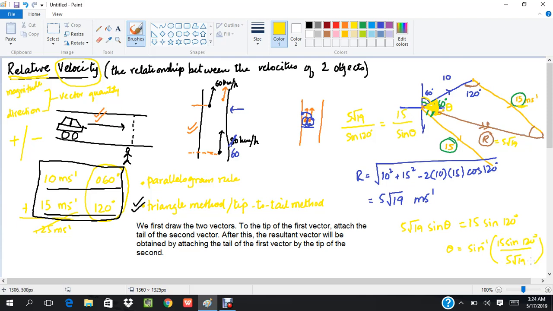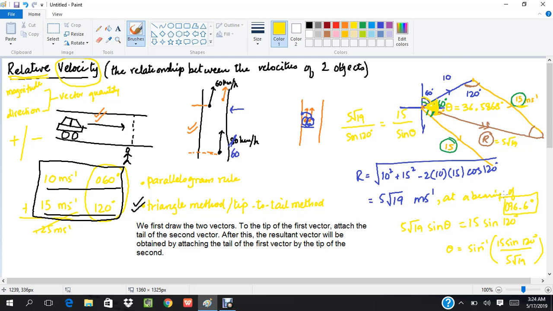I'll enter all this information in my calculator in one single step. 15 sine 120 upon 5 root 19. So this angle theta comes out to be 36.5868 degrees. I'll add 60 to it and I'll get the bearing of r. So how will I write my answer? The answer would be, add 60. That r has a magnitude of 5 root 19 at a bearing of 096.6 degrees, correct to 1 decimal place.